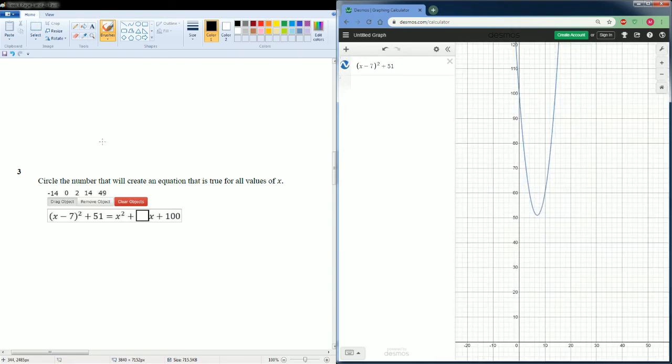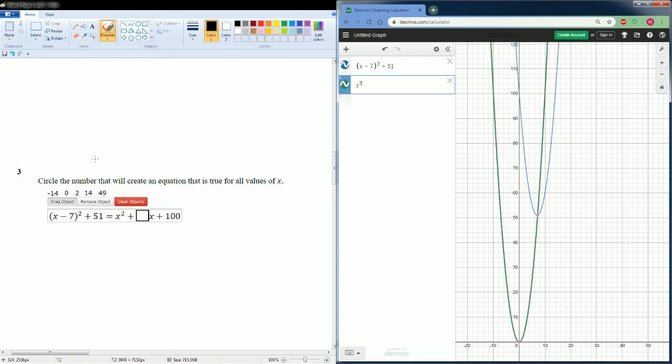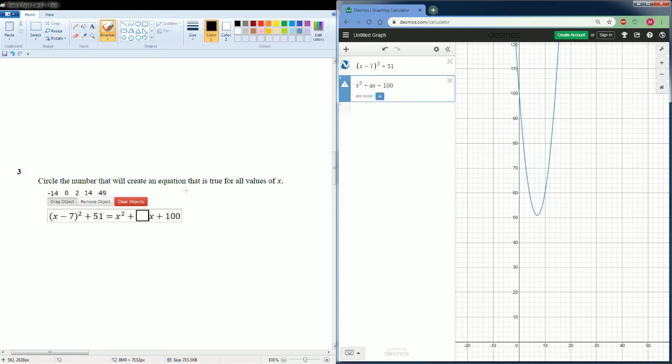All right. So we're going to need a second equation. X squared plus something x plus 100. So here are my answer choices. All I'm going to do is plug in all the different values. All right. A, x plus 100. So you see here, okay, perfect.